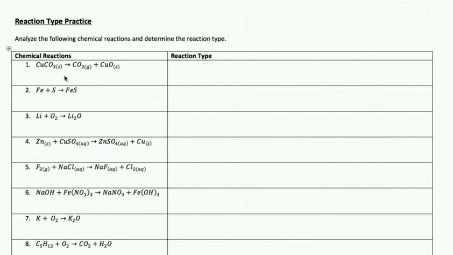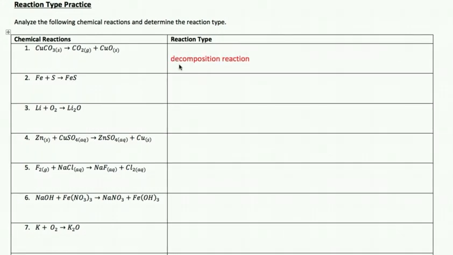Okay, so we're noticing here we have one reactant and then we have two products. So here one broke apart, so it decomposed. So we have a decomposition reaction. Okay, so this one was a decomposition reaction. All right, let's move on to the next one.